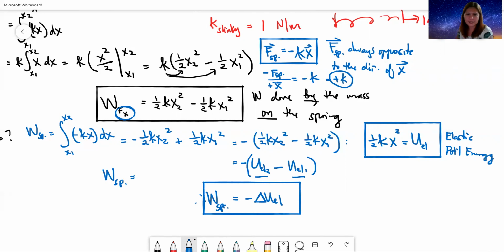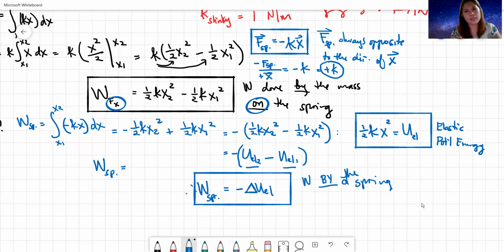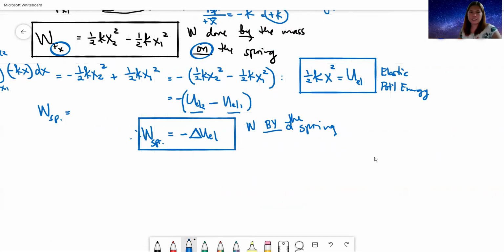Pwede ring ito. So, this is the work by a spring, not on. Whereas dito, this is the work on the spring. This is work by the spring. Okay? And we will learn later kung ano ang physical significance ng negative tapos may delta U.